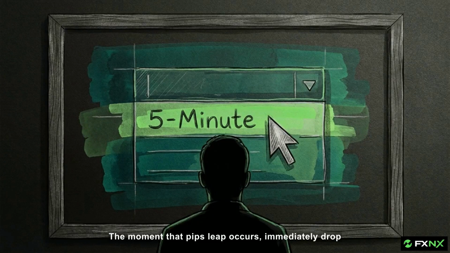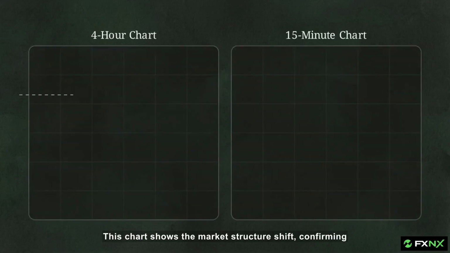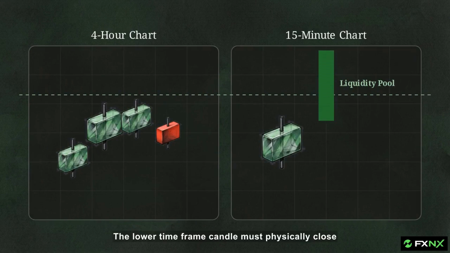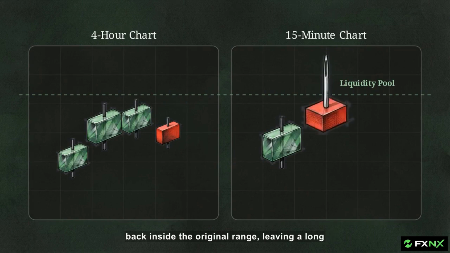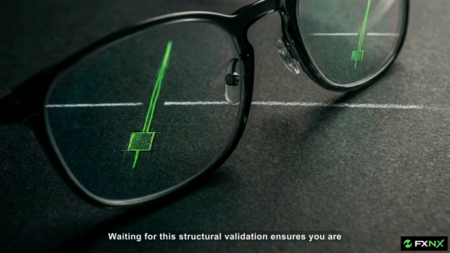The moment that pip sweep occurs, immediately drop down to the 5-minute or 15-minute chart. This chart shows the market structure shift, confirming institutional sentiment has reversed. The lower timeframe candle must physically close back inside the original range, leaving a long wick exposed. This prominent wick represents the rapid rejection of higher prices by massive institutional sell orders. Waiting for this structural validation ensures you are entering on a confirmed reversal rather than a random price spike.